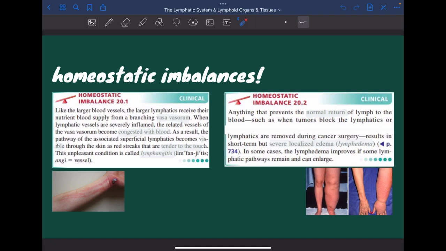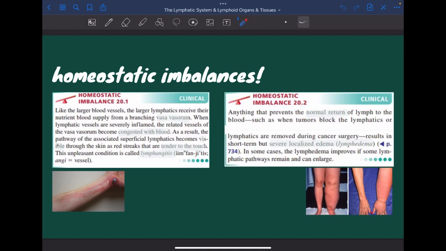So if the lymphatics become inflamed, the large lymphatics receive their blood supply by a branching blood supply called the vasa vasorum. When these lymphatic vessels become inflamed, the vasa vasorum become congested with blood. They become dilated and have a lot of blood in them. So along these superficial lymphatics, which run along with the superficial veins, this blood supply becomes congested, and you can see it as red streaks. The superficial lymphatics, when they become inflamed, appear as visible red streaks that are tender or painful to the touch. And this is what we call lymphangitis.